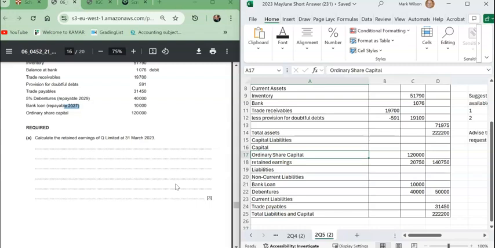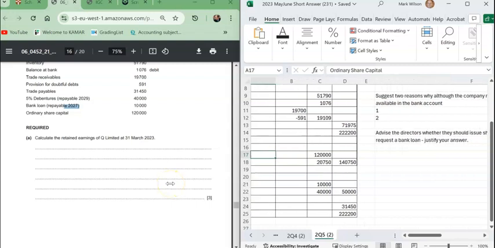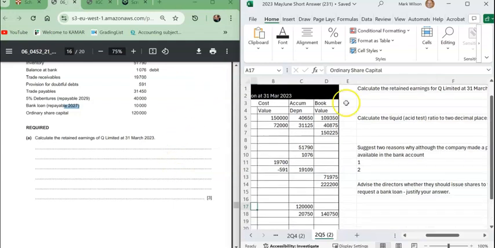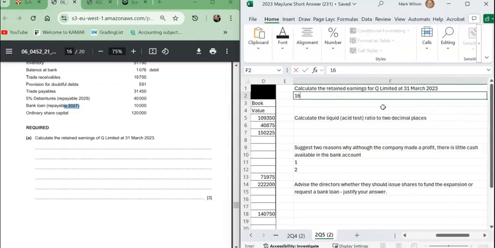Calculate the retained earnings. We've already done that work. So retained earnings. We'll put the formula in again. What do we have? We had 16,250, which is our opening balance, plus the profit of 43,500, minus the dividends of 39,000 equals 2,750.